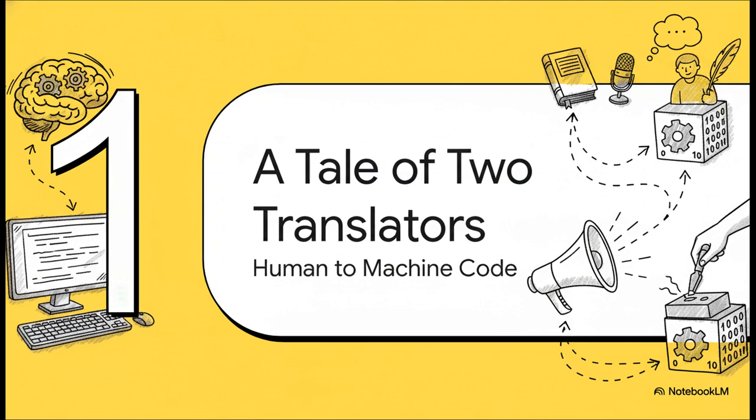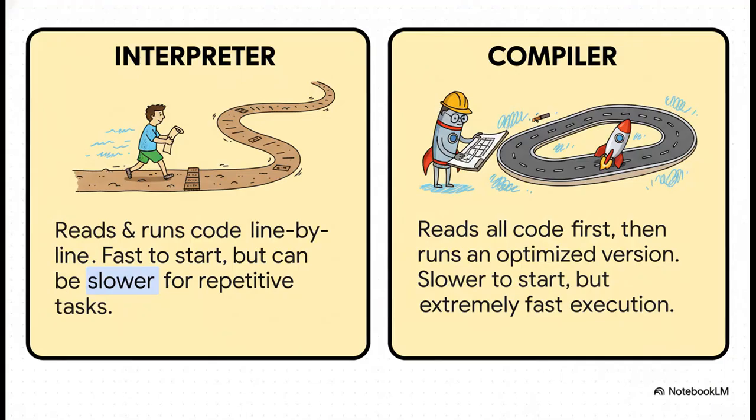To get our code from our language to the computer's language, we need a translator. And for a long time, there have been two main ways to solve this problem. So here we see the classic trade-off. In one corner, you've got the interpreter. Think of it like a live, simultaneous translator at the UN. It reads your code line by line and executes it on the spot. This is awesome for getting started really fast, but it can get a bit slow if it has to do the same task over and over again.